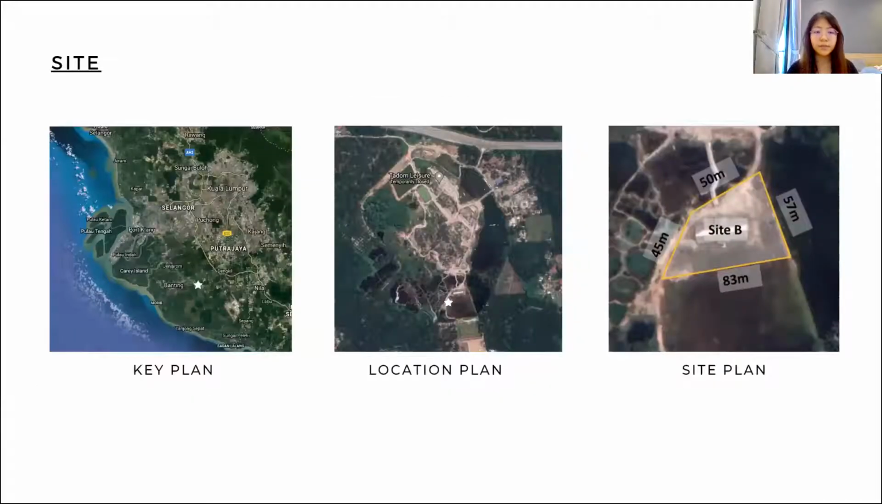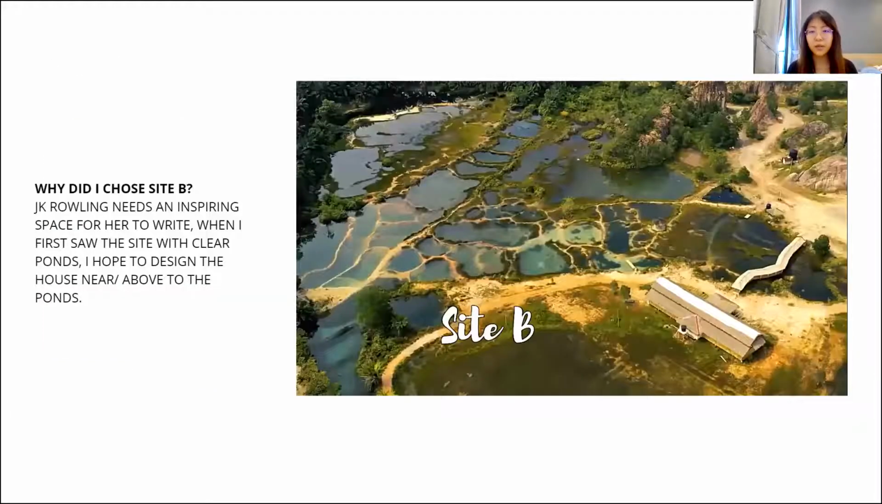So my site is in Selangor, in Banting, and near to Tadom Hill Resort, which is a tourist area. So this is my site plan, in site B. So why do I choose site B? Site B is a very inspiring space for me, and I would like my client to experience the nature and also to experience the beauty of the Crystal Lake.